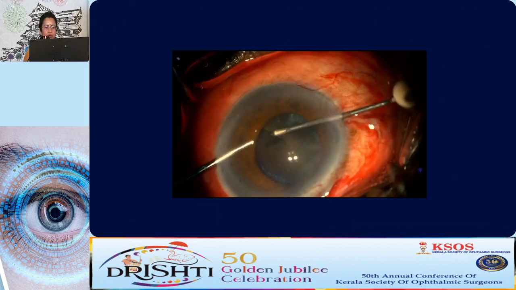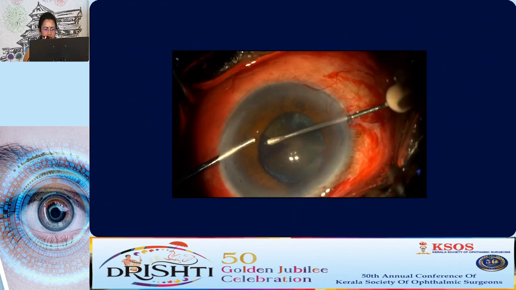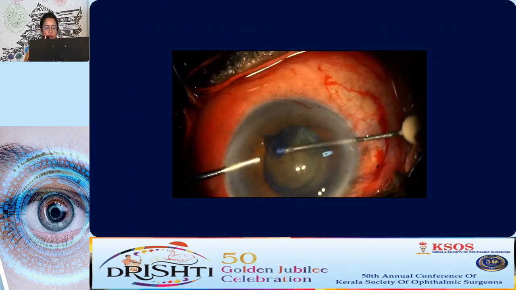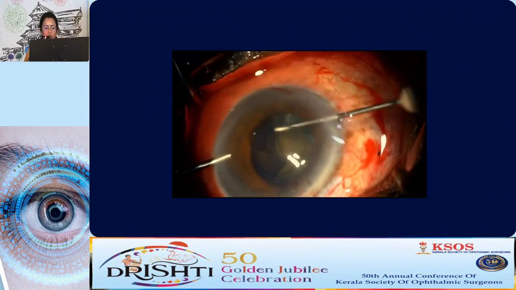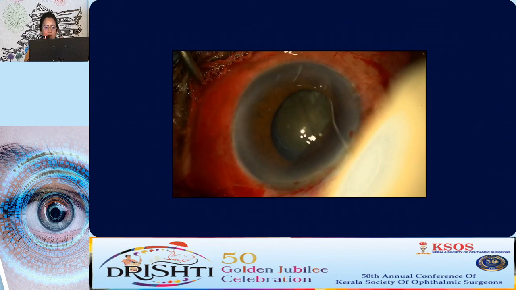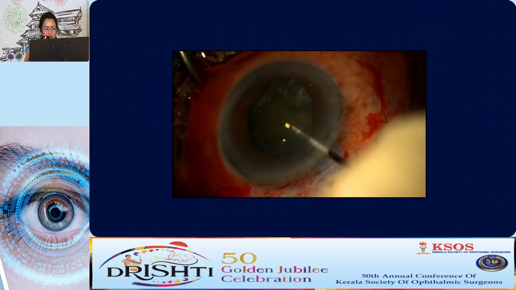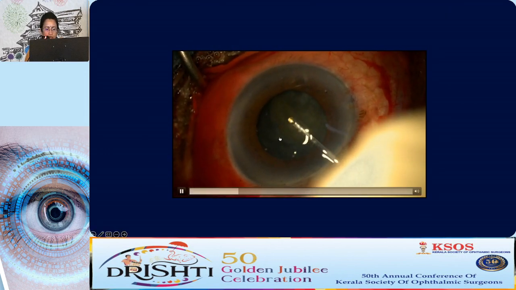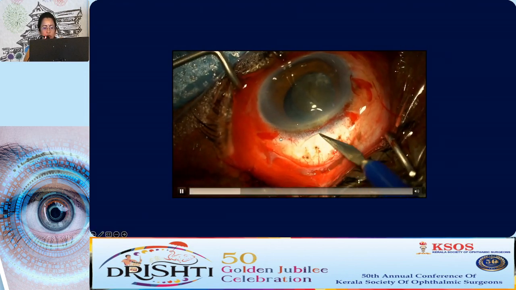And you should aim for a larger rhexis in these cases, because then the chance of capsule phimosis will be less. Now, after completing the rhexis, you should do a very good hydrodissection. And then once the hydrodissection was done, when the nucleus was tapped, you can see the capsule coming forward here. So this indicates severe zonular weakness there.